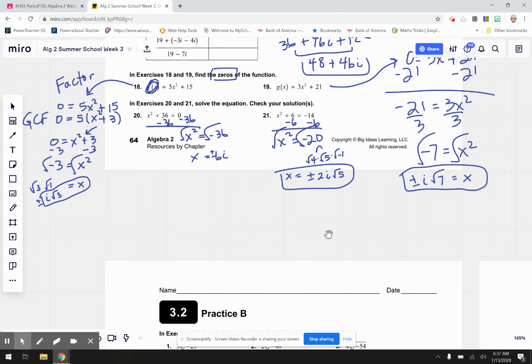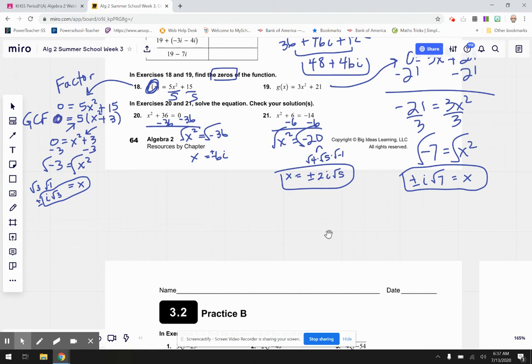So I took out a 5. I divided both of these by 5, and that's the 5 that I took out right there. If you divide them both by 5, you're just going to have an x squared left and a 3 left. And then you're going to set that equal to 0 because we want to find the zeros, and then you're going to solve for x.